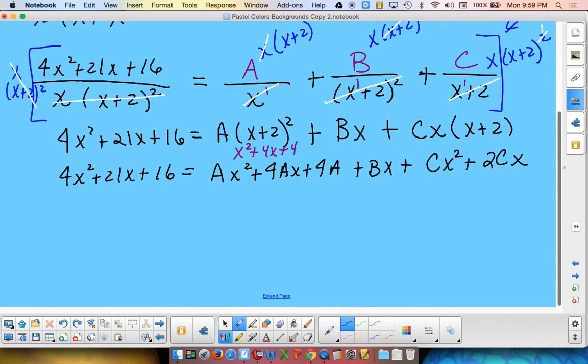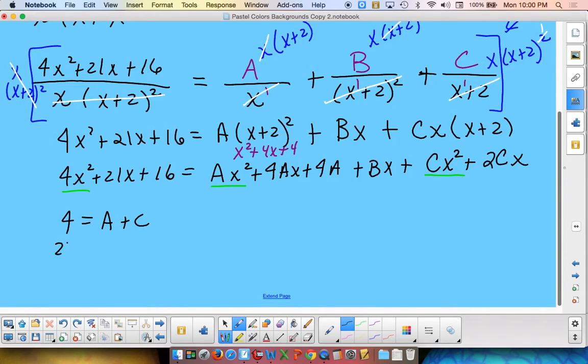Once again, second stalling place for people. They get here, and then it's like, well, what do I do? You need your system of equations. How do you get your system of equations? You start pulling out the coefficients of like powers. So once again, I go looking for squares. 4x squared, ax squared, cx squared. So that means I have the equation 4 equals a plus c.